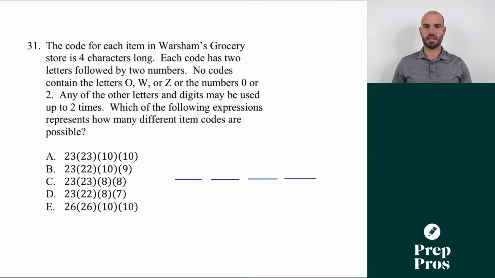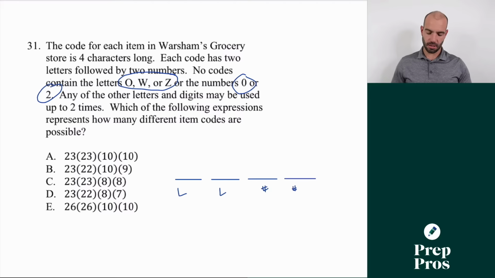The ACT also loves to give you these little coding questions like number 31 here. It's asking for the code for each item in this grocery store is 4 characters long. Each code has 2 letters followed by 2 numbers. So it has to be letter, letter, number, number. No codes contain letters O, W, or Z, or 0, or 2. We're trying to figure out how many different ones are possible. Super easy way to solve this.